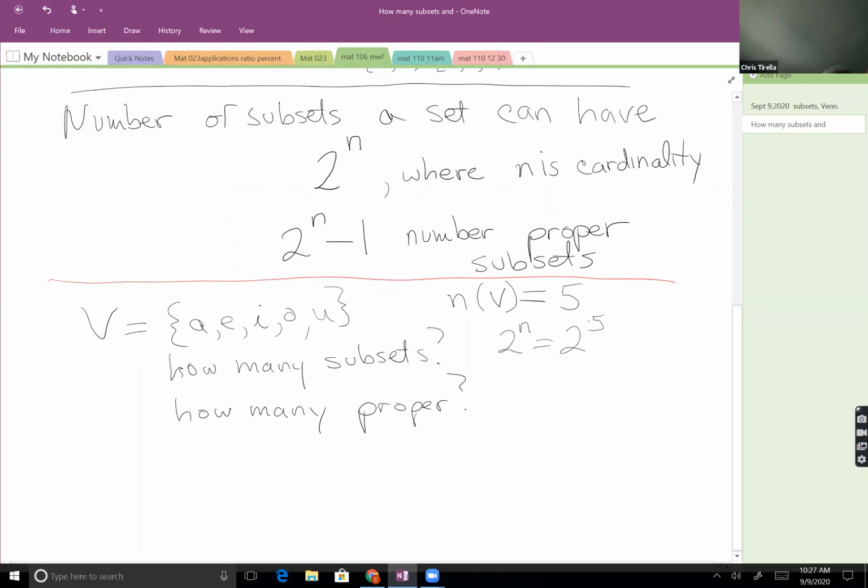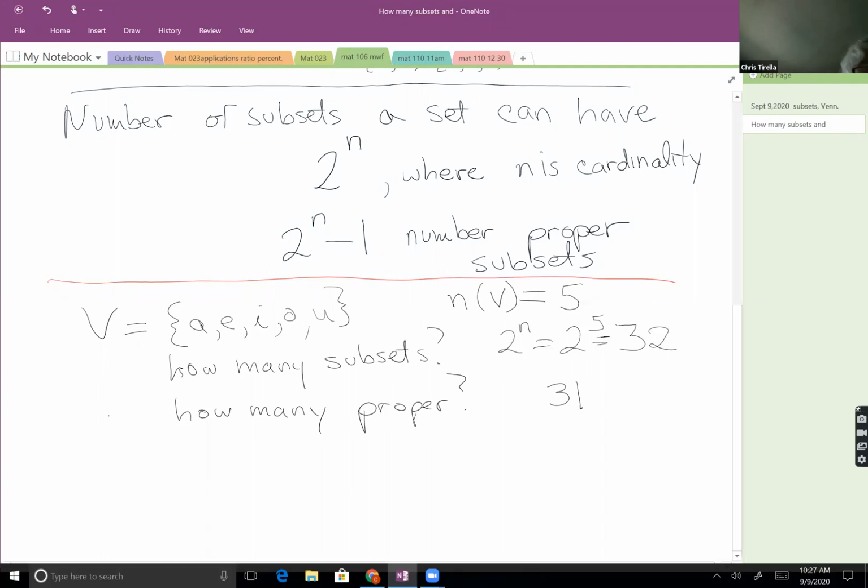And 2 to the 5th is 2 times 2 times 2 times 2 times 2. We're multiplying all those 2's. Does anybody have a calculator handy to find the value of that? It's 32. So if it has 32 subsets, how many of those are proper? 31.